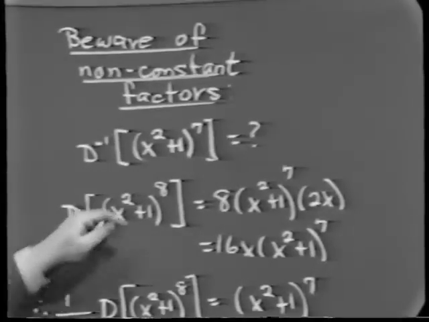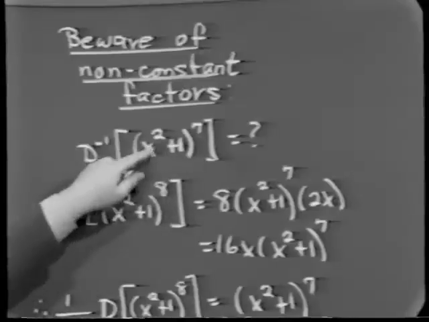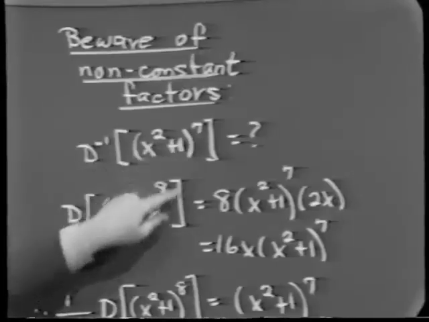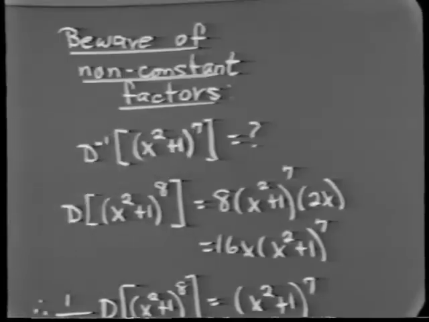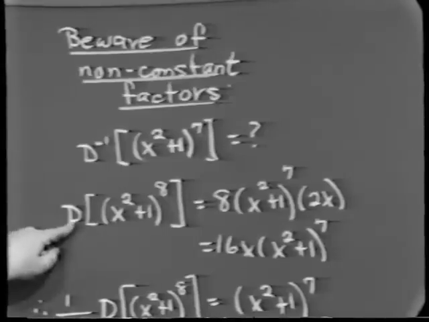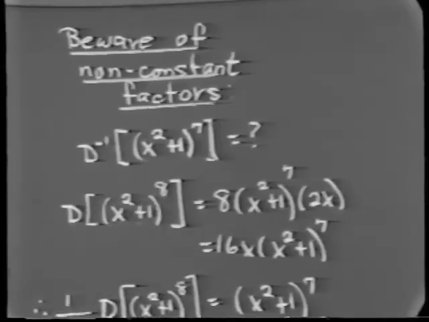So I argue something like, well, since whenever I differentiate, I reduce the exponent by 1, to wind up with a 7th power, maybe I should have started with an 8th power. So I say, okay, that's what I'll do. I'll start with an 8th power. So I say, okay, what is the derivative of x squared plus 1 to the 8th power?